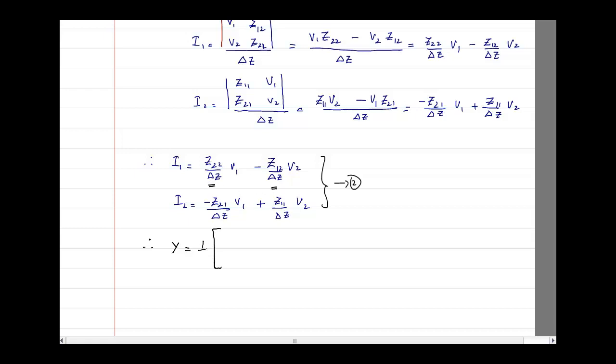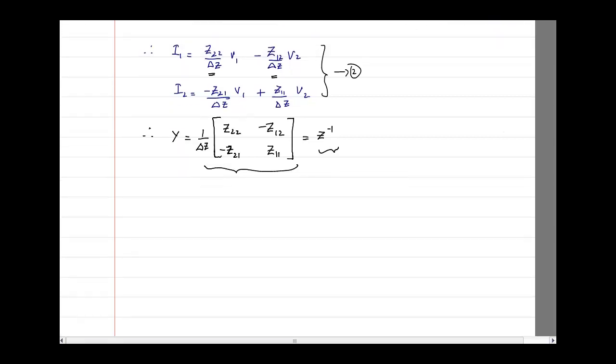So I will write that 1 by delta z outside, and whatever is remaining is z22 minus z12 minus z21 and z11, which actually if you would look is the same equation as z inverse. Okay, so either you use this equation or basically you find the z inverse. Anyway, it will be all okay, no problem.